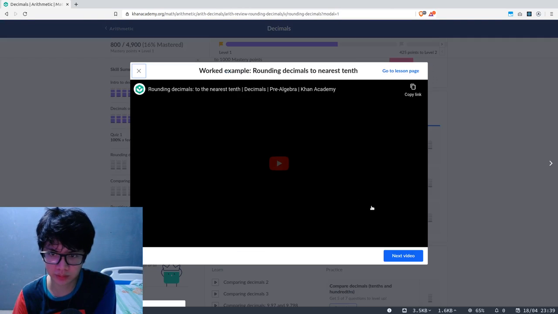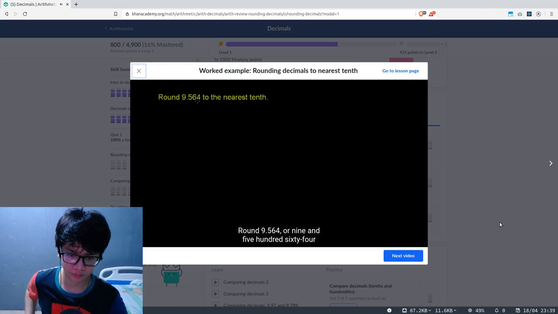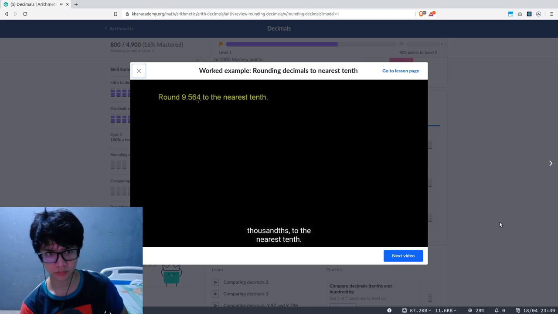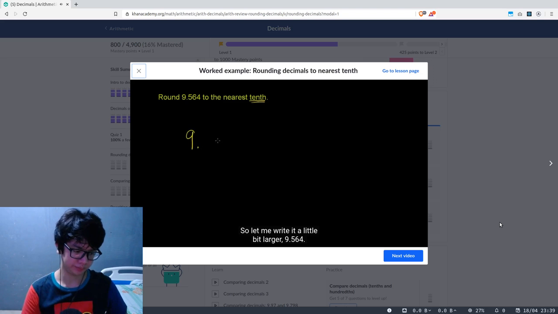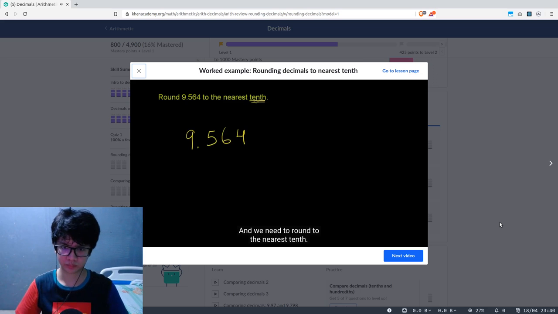Rounding decimals. Round 9.564, or 9 and 564 thousandths, to the nearest tenth. So let me write it a little bit larger. 9.564. And we need to round to the nearest tenth.